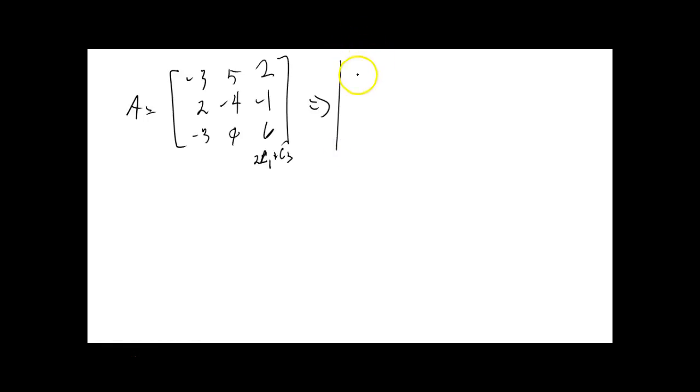We'll keep column 1 the way it is, -3, 2, -3. We'll keep column 2 the way it is, 5, -4, 0. Okay, watch those signs. What's your new column 3?